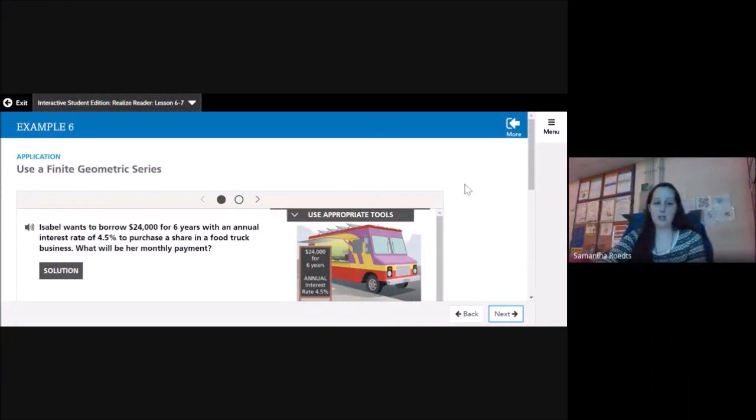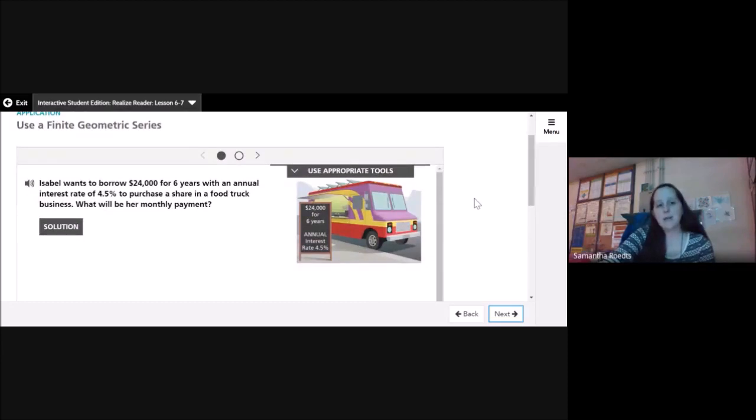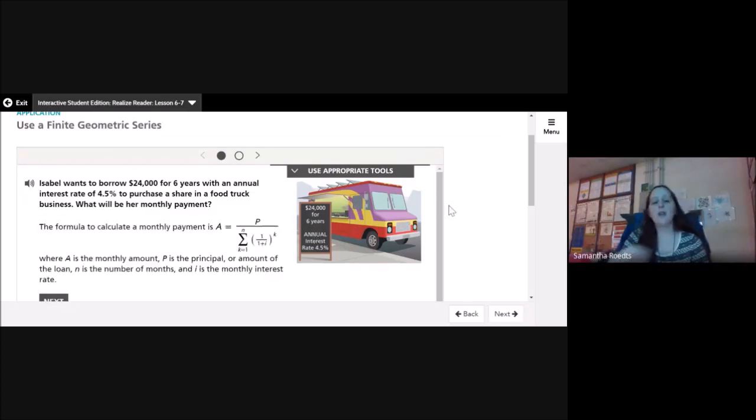All right, example 6, to use a finite geometric series. Isabel wants to borrow $24,000 for 6 years with an annual interest rate of 4.5% to purchase a share in a food truck business. What will be her monthly payment? So the formula to calculate a monthly payment is A equals P over the sum of k equals 1 to n of 1 over 1 plus i to the k power, where A is the monthly amount, P is the principal, or the amount for the loan, n is the number of months, and i is the monthly interest rate.